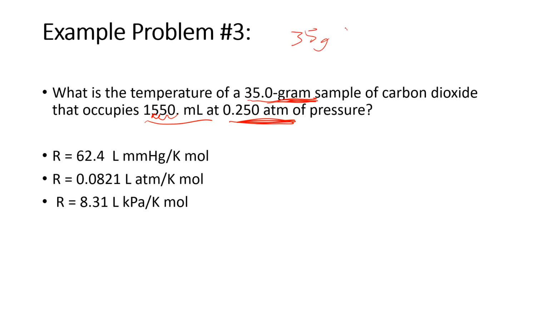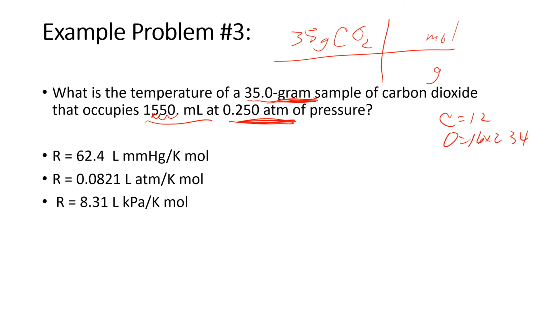So if we're going to turn 35 grams of carbon dioxide to moles, we have to use the periodic table and turn grams into moles. Carbon is 12, and oxygen is 16, and there's 2 of them. So that's 32, plus 12 is 44. So that's 44 grams in 1 mole. So 35 divided by 44 is 0.795. So our moles is 0.795. It gave us grams. We had to convert to moles.